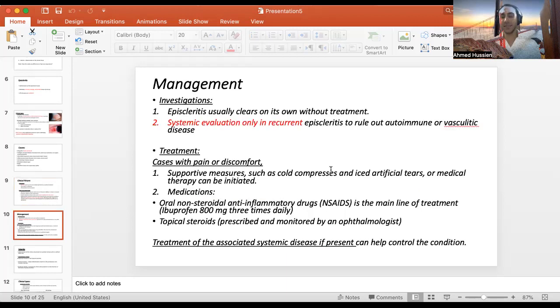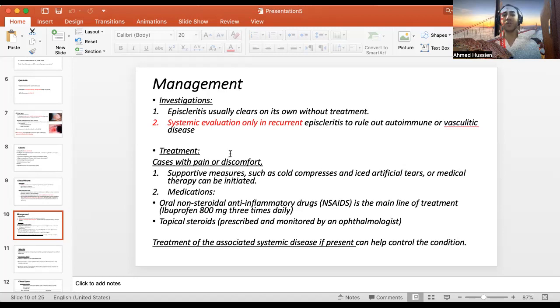So how to manage this case? Again, episcleritis is usually self-limiting, and if it's just a solitary attack, you don't have to search for the underlying cause, and you just have to give symptomatic treatment. So again, investigations: episcleritis usually clears on its own without any treatment. It's a benign condition. And systemic evaluation is only necessary when there are recurrent attacks of episcleritis, and you have to exclude underlying systemic disease like connective tissue disorder or vasculitis.